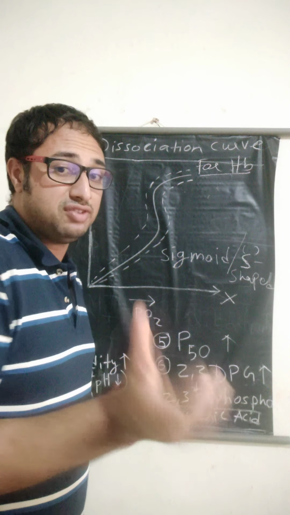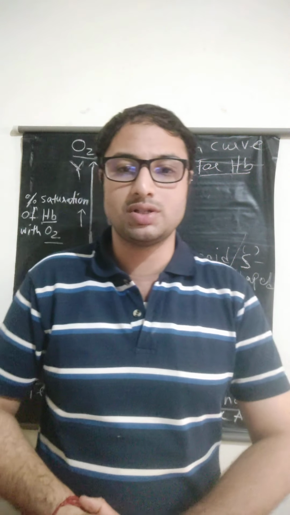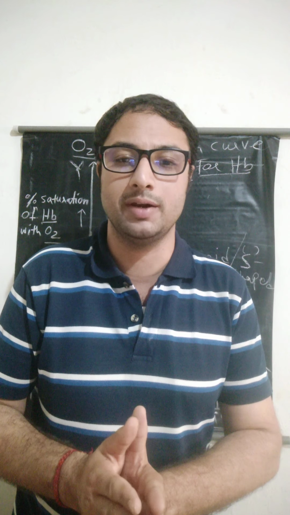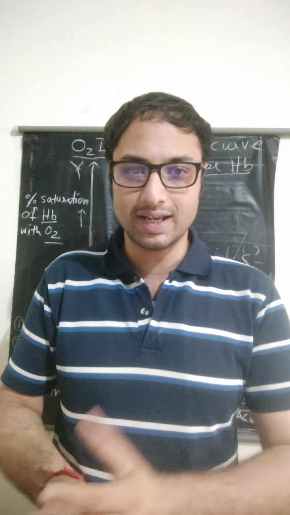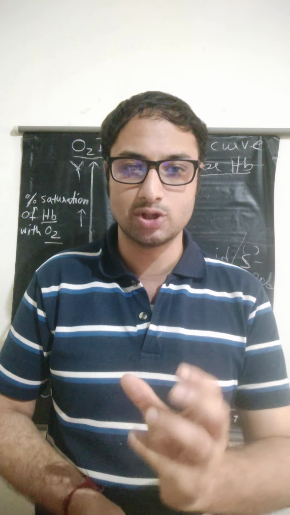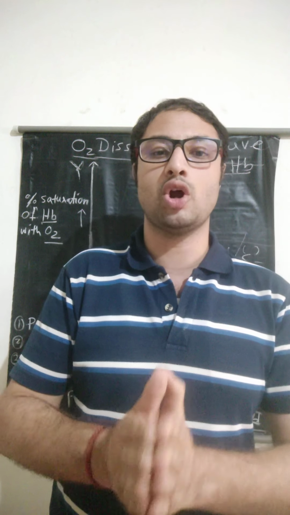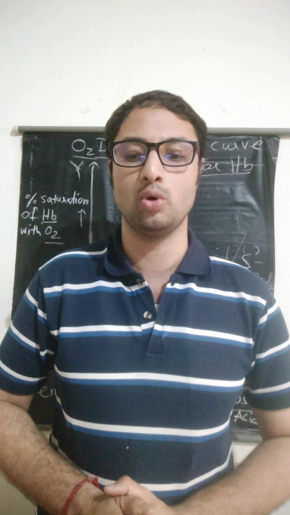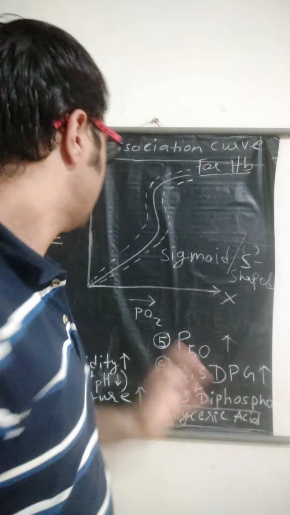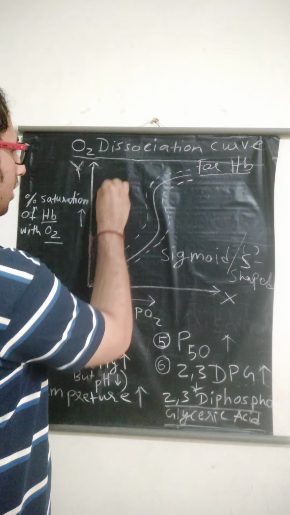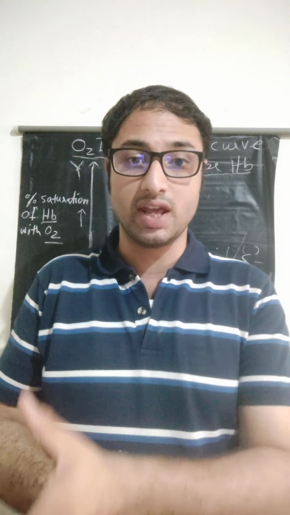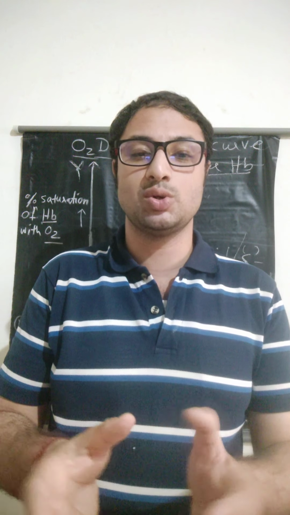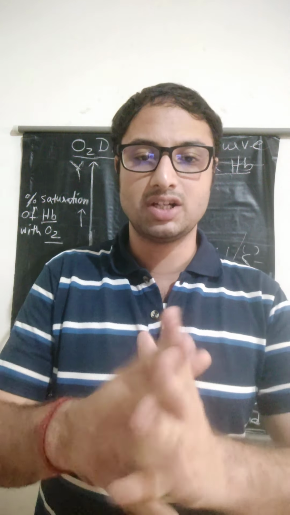Sigmoid shape. But if the question is asked, what is the oxygen dissociation curve for myoglobin? Myoglobin is a red-colored, iron-containing, oxygen-carrying pigment found in the muscles. If you draw the oxygen dissociation curve for myoglobin, it will be a hyperbola. But if the question is asked for hemoglobin, your answer should be sigmoid.